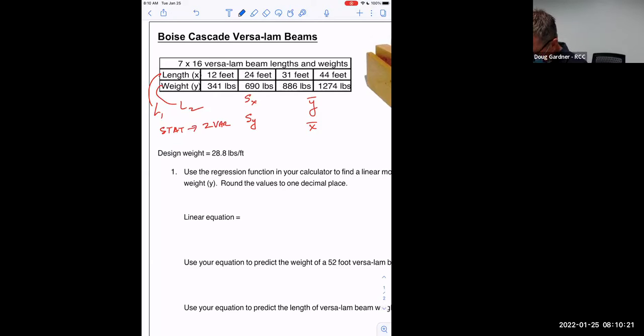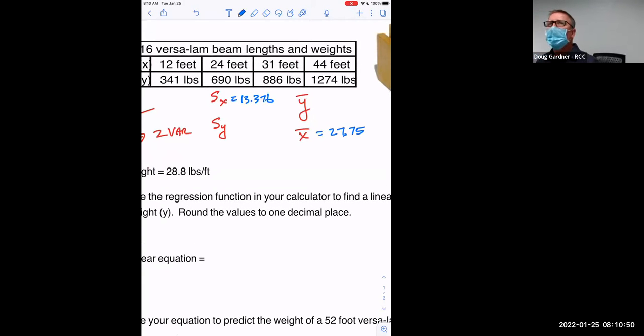So I got for S of X, you tell me if I'm right or wrong here, I got 13.376, I guess. And X bar is 27.75. You don't want us to round it up to like 13.38? I don't care. If you called it 13.38, great. I don't care about rounding. I just decided to carry it out a little further for some reason.